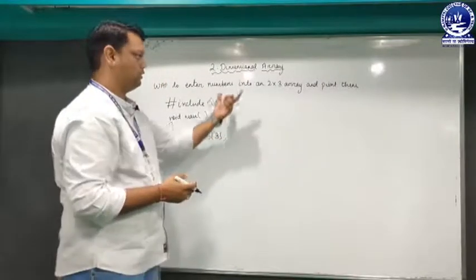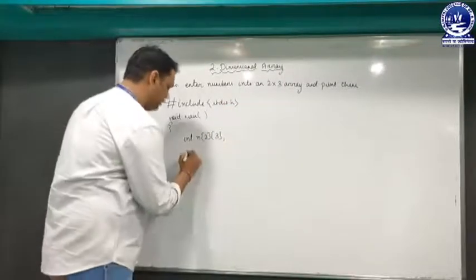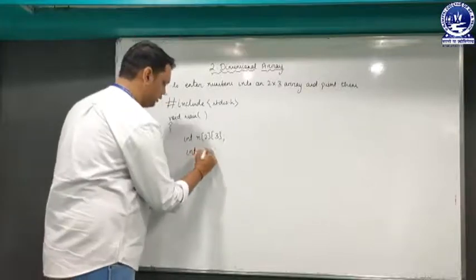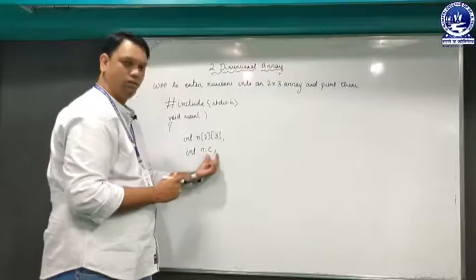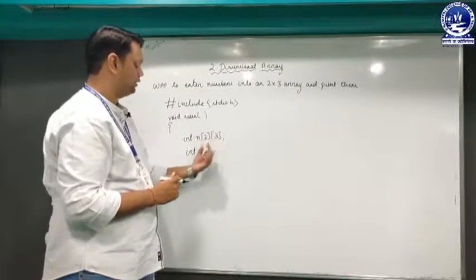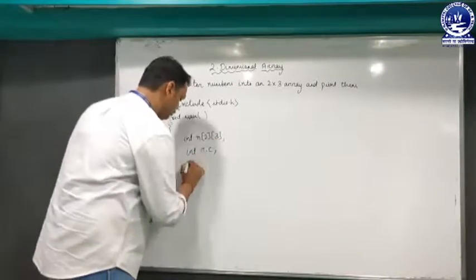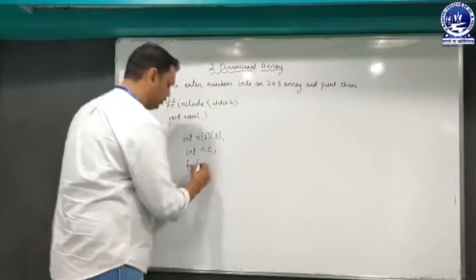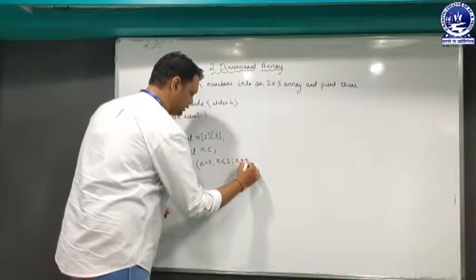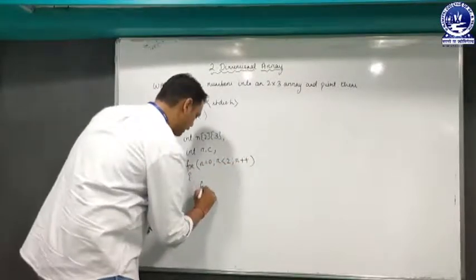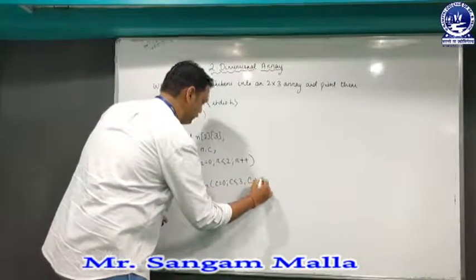Now we need other variables which we will be using in the loop. So let's say I will write int, let's say I will take r and c, that is for row value and column value. That means we need the help of two variables, one for holding the row value and another for holding the column value. So we will use the loop. Let's say I will write for r equal to 0, r less than 2 and r plus plus. Next we will have for c equal to 0, c less than 3 and c plus plus.